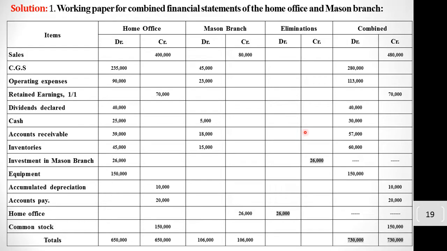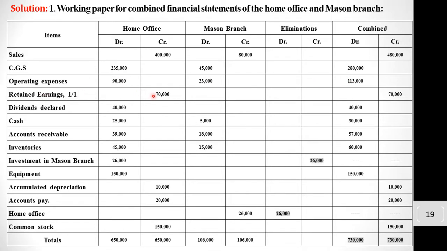Rather than that, you're gonna just add the similar accounts. Sales in the home office credit for 400 and in branch credit for 80. You're gonna add these together and place it in the combined column for 480. Cost of goods sold in the debit for 235,000 and in branch also in the debit for 54,000. You're gonna add these figures together and place it also in the debit in the combined column. Operating expenses 90 and 23 equal 113 in the debit.